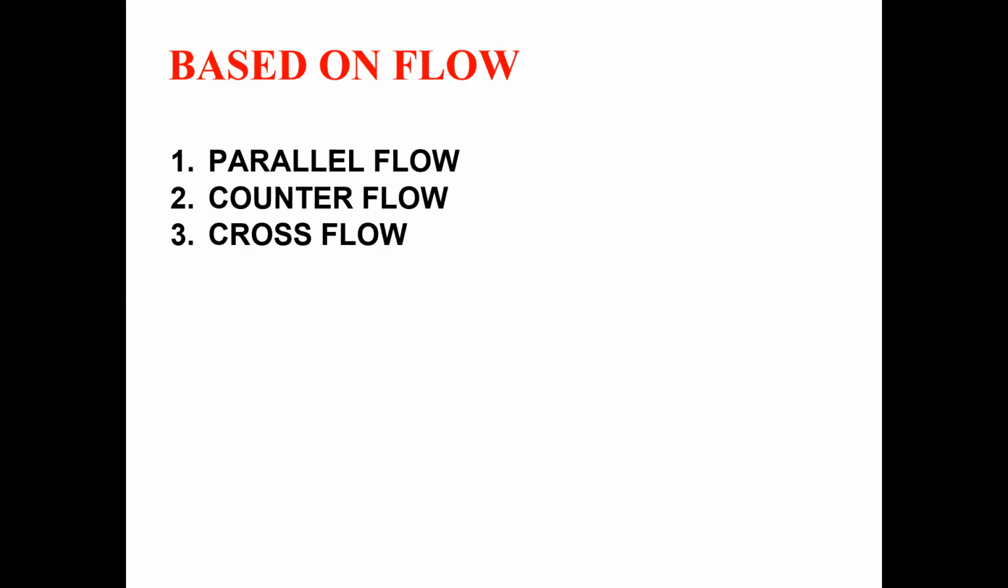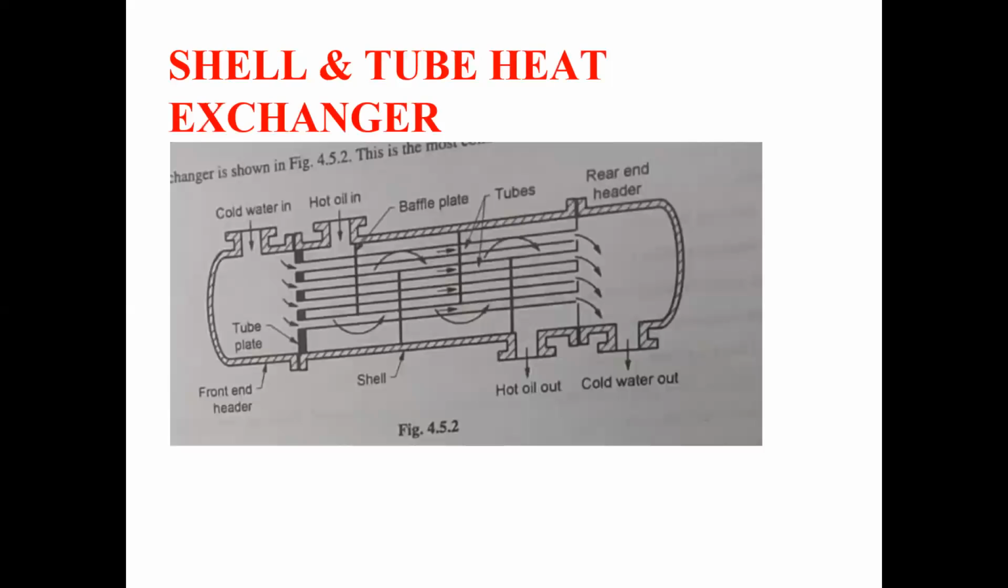First one is the parallel flow. Parallel flow means both working oil and cooling medium flow parallel to each other. Then they are named parallel flow heat exchanger. Counter flow means where the working medium and cooling medium flow in counter direction, meaning flow in the opposite direction, then they are named counter flow heat exchanger. And cross flow means when they have flow at right angle to each other, then it is called cross flow heat exchanger. Here we are going to see the diagram for shell and tube heat exchanger.